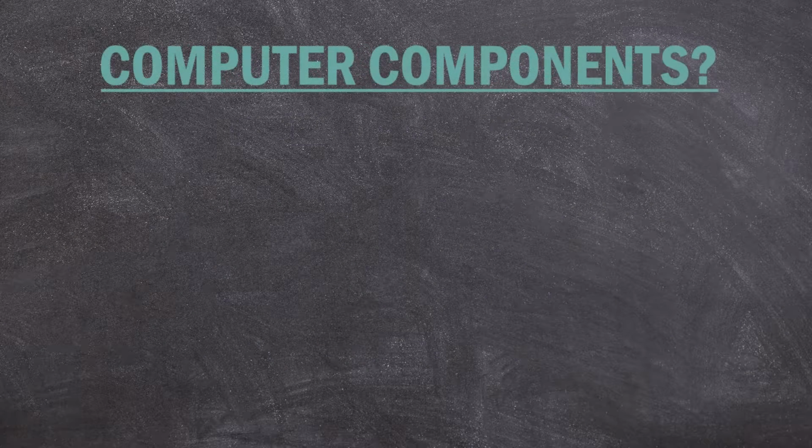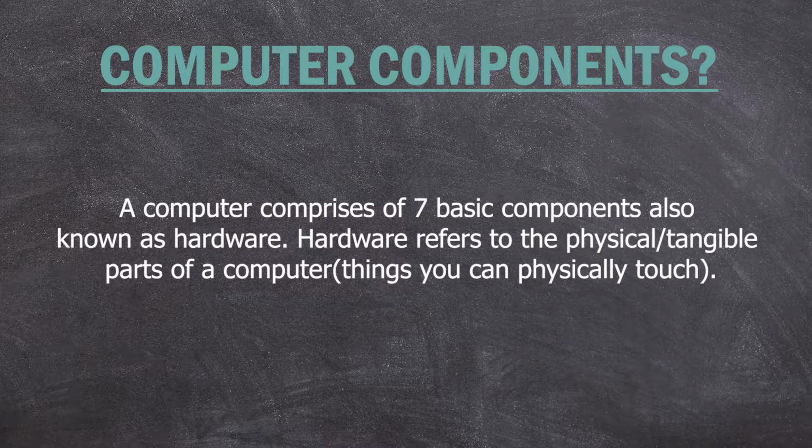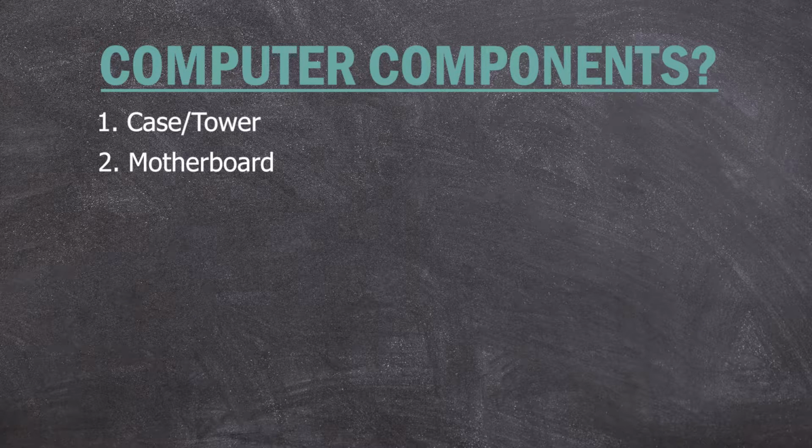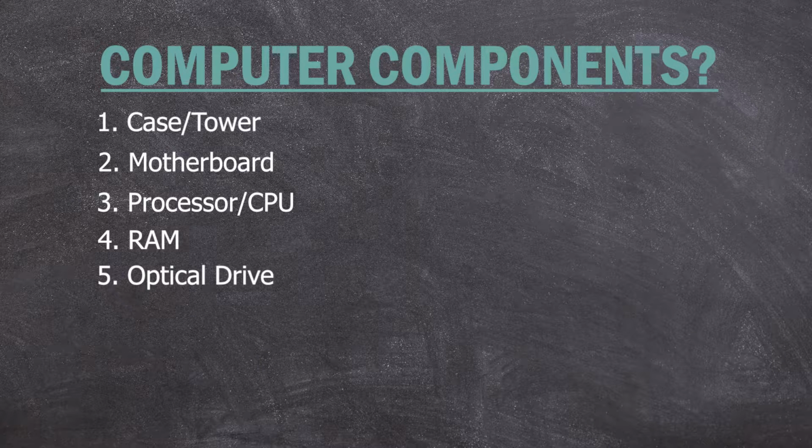Now we're going to move on to the components of a computer. A computer comprises 7 basic components, also known as hardware. Hardware refers to the physical or tangible parts of the computer, basically things you can touch or feel with your hand. These are your computer case or tower, motherboard, processor or CPU, RAM, storage, optical drive, more used in older systems, and input or output devices.